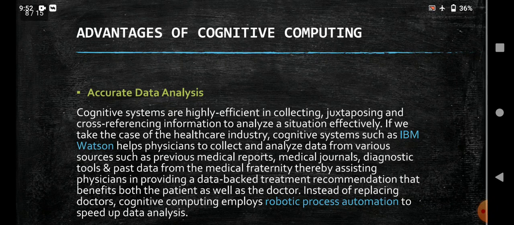In the healthcare industry, the cognitive system IBM Watson helps the physician to collect and analyze data about the patient from various medical reports, medical journals, diagnostic tools, etc. And it is used to backtrack the treatment recommendation that is beneficial for both the patient and the doctor. Instead of replacing doctors, cognitive computing employs robotic process automation to speed up data analysis.